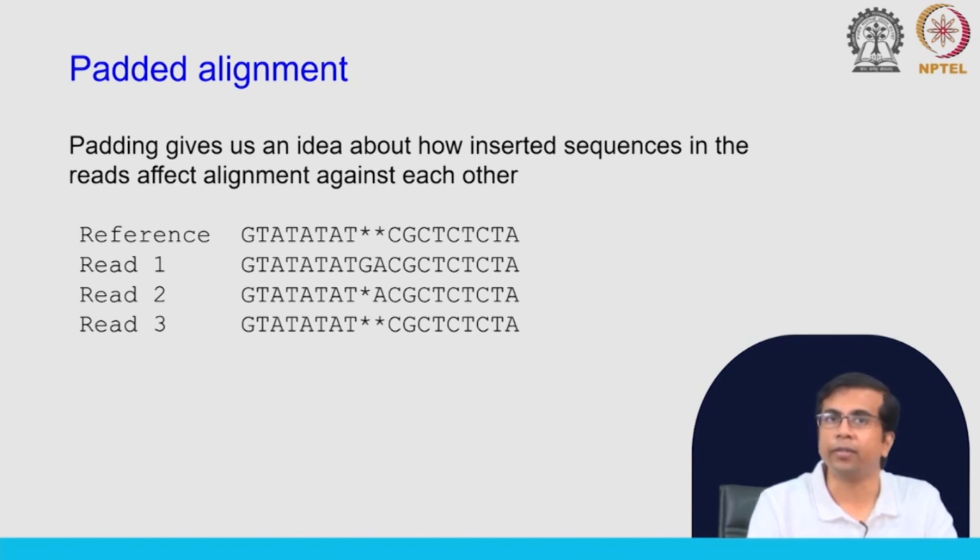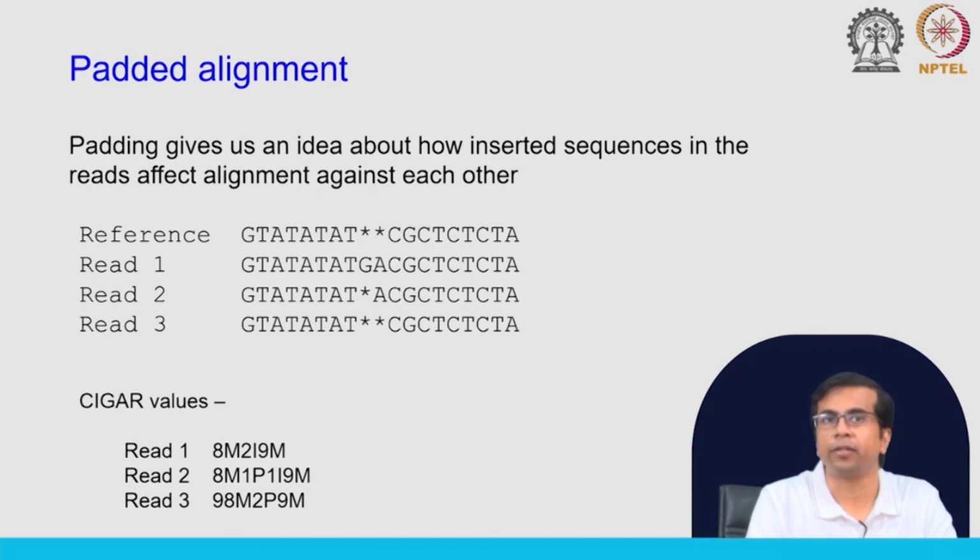In read 1 you have this insertion, GA, but in read 2 we see only one base, A, we do not see G. So, we have this star, and in read 3 we do not see any of these inserted bases, so we just see stars. In CIGAR, what we will show is 8M, 2I, 9M, and this means in the first read we have two insertions corresponding to the reference. In read 2 and read 3, there is padding.